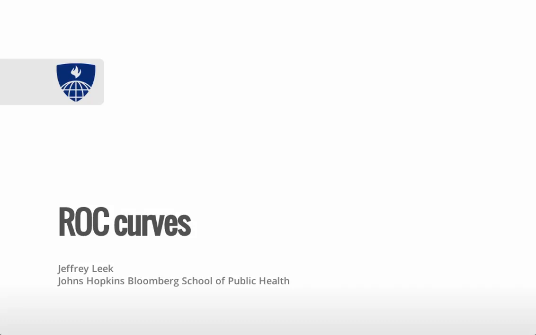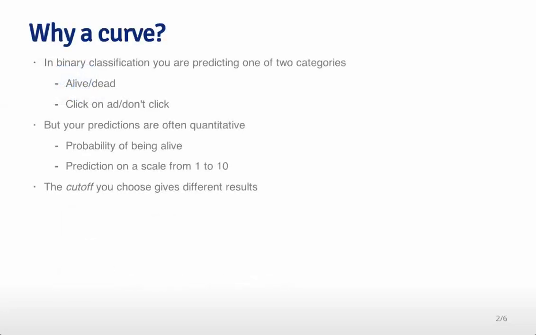This lecture is about ROC curves, or receiver operating characteristic curves. These are a very commonly used technique to measure the quality or the goodness of a prediction algorithm. So in binary classification, you're usually predicting one of two categories. Again, you might be predicting whether someone's alive or dead, or sick or healthy. You might also be predicting whether they'll click on an ad or whether they won't click on that ad.